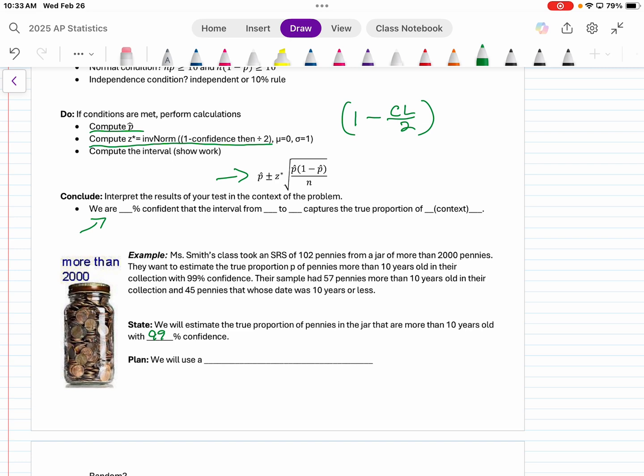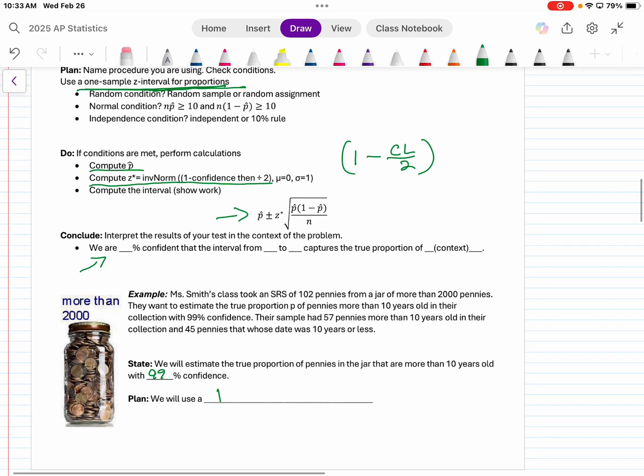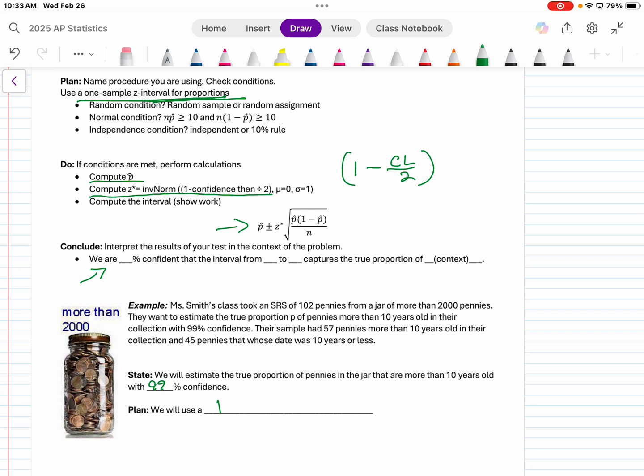Our plan is to do a 1-sample z interval. We have to say interval. And then for proportions.